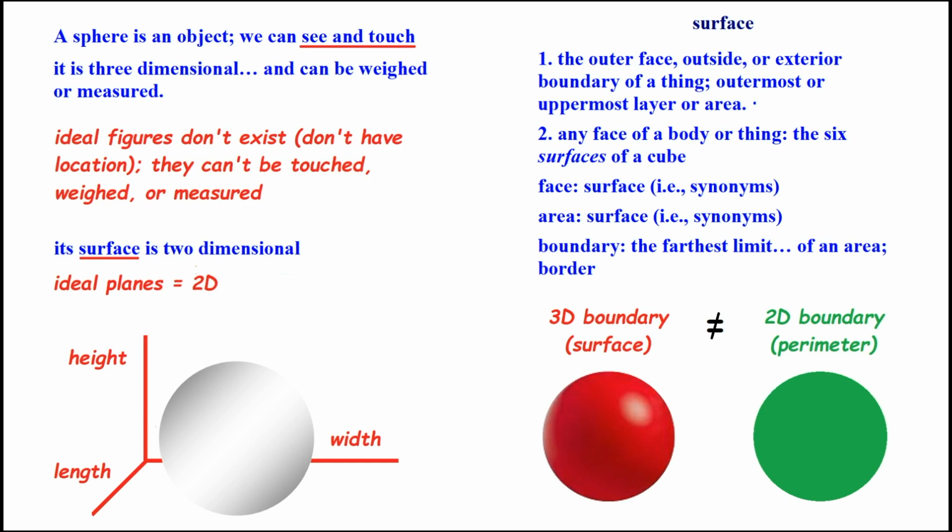And here you look up the word surface. This is out of Wikipedia. It says the outer face, outside or exterior boundary of a thing, outermost or uppermost layer or area. The problem is that they use these synonyms known as face and area. And when you look them up, they're just synonyms of the word surface. So we don't know what they meant when they said it's the face, the outside area or whatever. And then you have exterior boundary. You look at boundary, it says the farthest limit of an area, border.